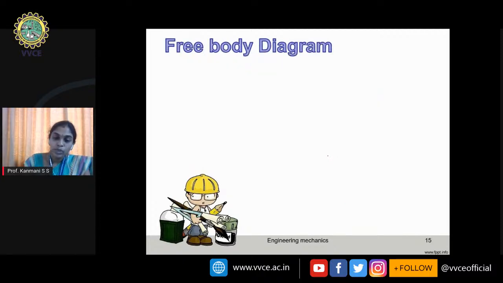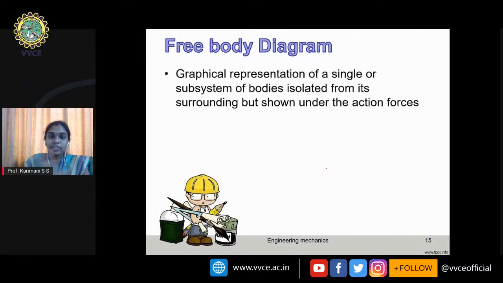So that's about equilibrium. Now I'm moving towards the next topic, that is the free body diagram. A free body diagram is a graphical representation of a single body or subsystem of bodies which is isolated from its surroundings but shown under the action of forces. How is it? Say, for example, you have some ball resting on the ground.